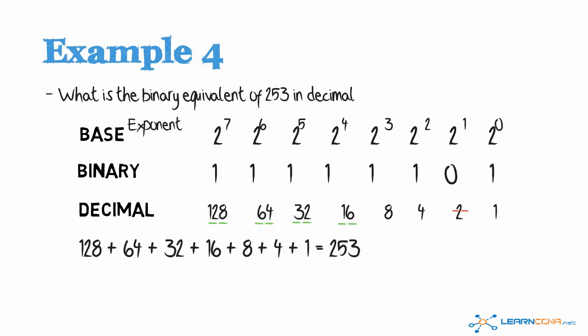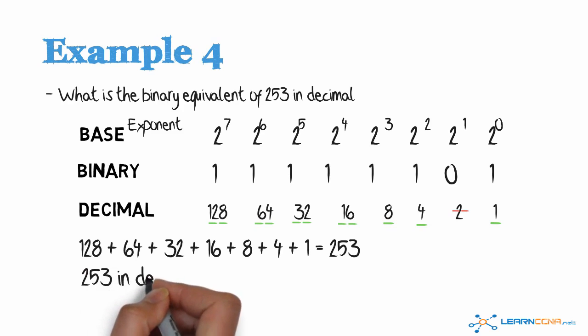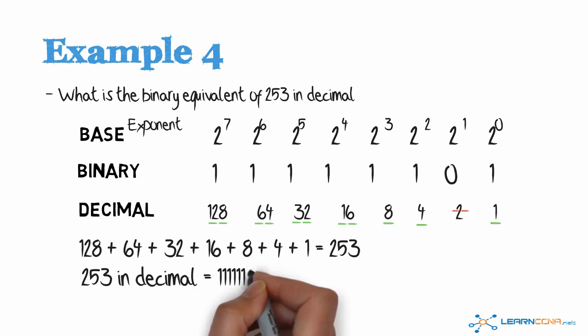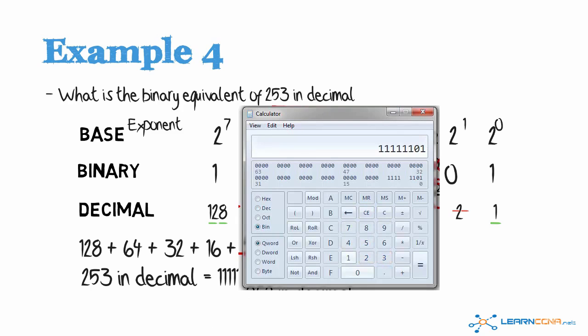16 means the fourth bit is on. 8 means the fifth bit is on. 4 means the sixth bit is on. And the 1 means that the last bit or least significant bit is on. 2 is set off in this example. So 253 in decimal is equal to 6 binary ones followed by binary 0 followed by binary 1.